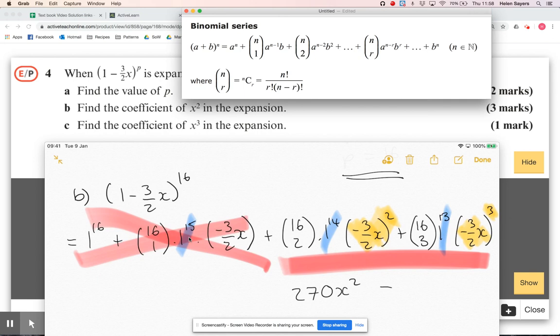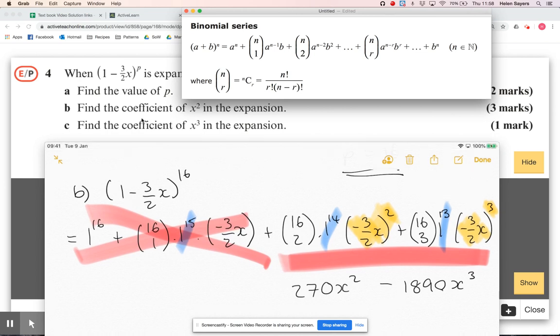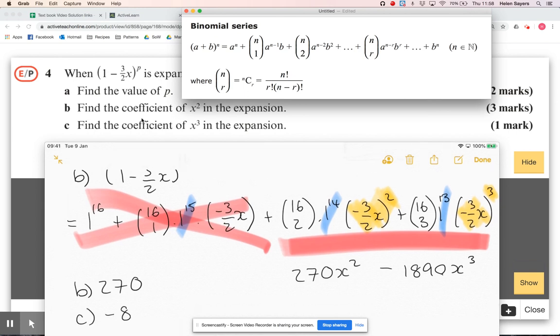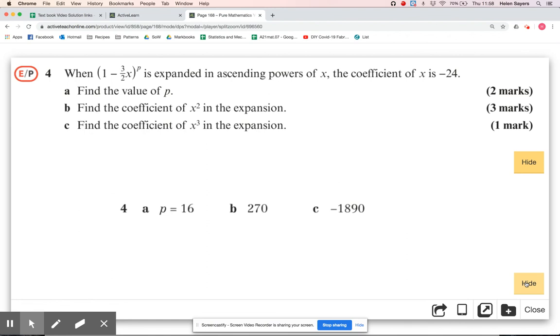And it's 16 choose 3. And again, just don't forget that the 3 over 2 is going to be to the power of 3 as well. So I get that as 1890. And then the final thing I just want to be careful of before we check those answers is it specifically asks for the coefficients. So my answer to B is just 270. It's not 270x squared. And my answer for C is minus 1890. I don't include the x cubed there. Let's just check those. 270 and minus 1890. Cool.